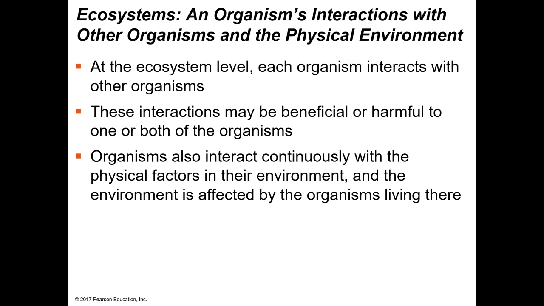Okay, ecosystems and organisms' interactions with other organisms and the physical environment. At the ecosystem level, each organism interacts with other organisms. These interactions may be beneficial or harmful to one or both of the organisms, and organisms also interact continuously with the physical factors in their environment, and the environment is affected by the organisms living there.